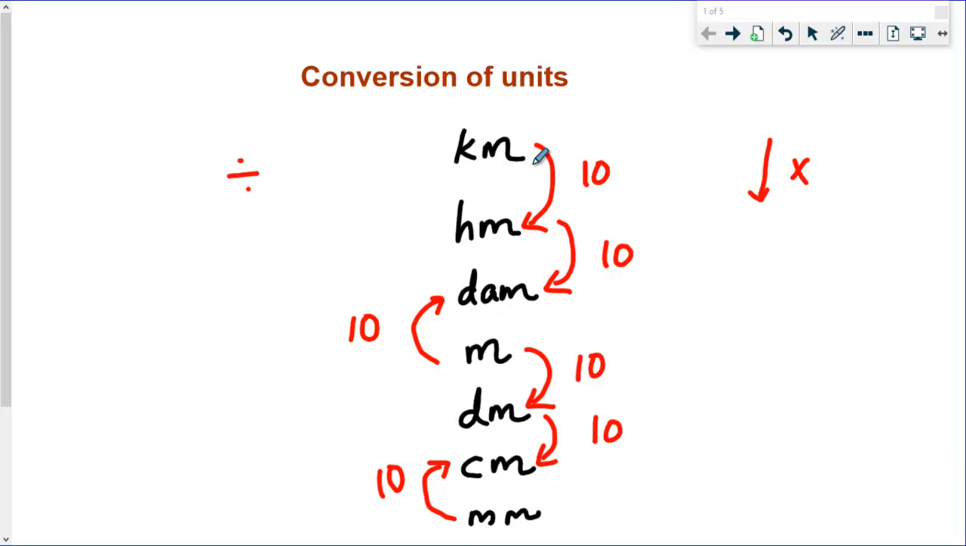That is, for nearby units, if you want to convert from big unit to small unit, you have to multiply with 10. And if you want to convert from small unit to big unit, you have to divide it with 10.